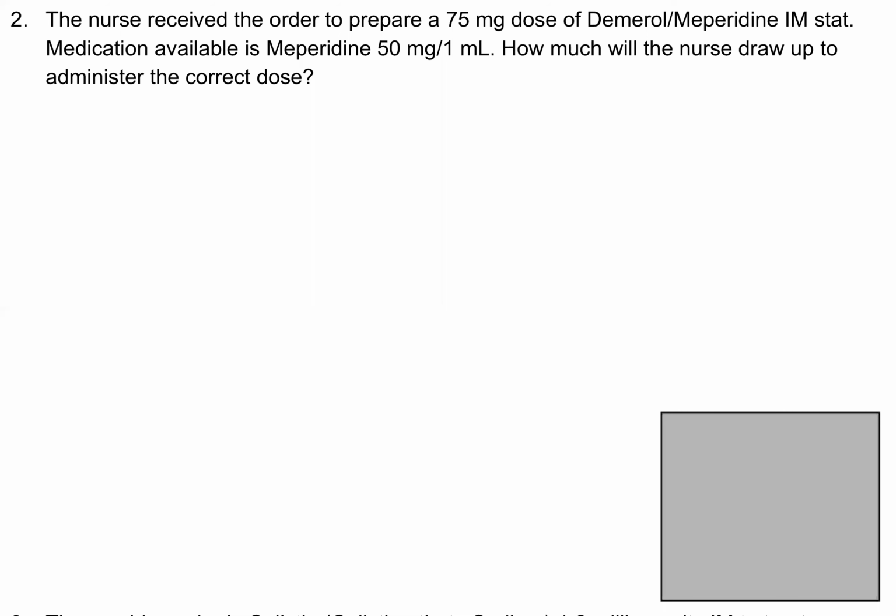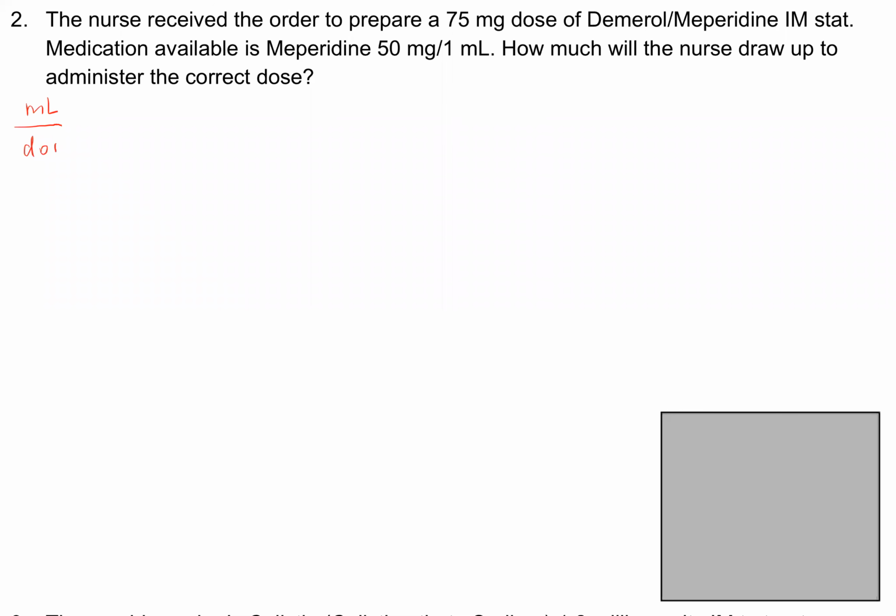Number 2, the nurse received the order to prepare a 75 milligram dose of Demerol meperidine IM stat. Medication available is meperidine 50 milligrams per 1 mL. How much will the nurse draw up to administer the correct dose? So the units that we're looking for are going to be mLs per dose.